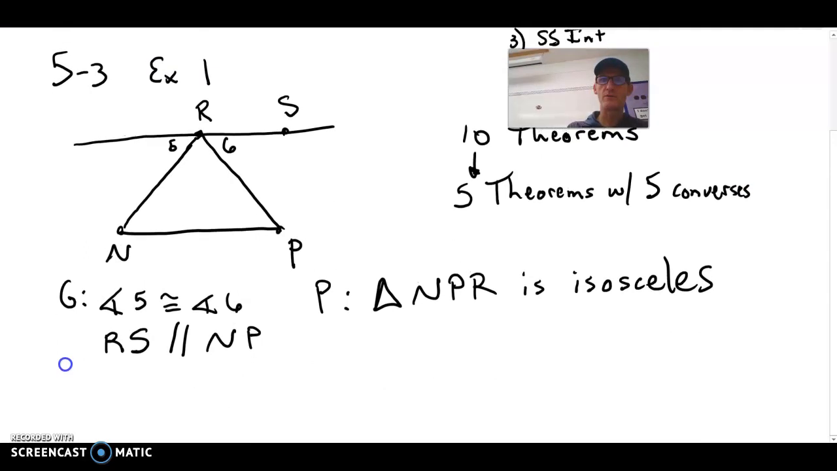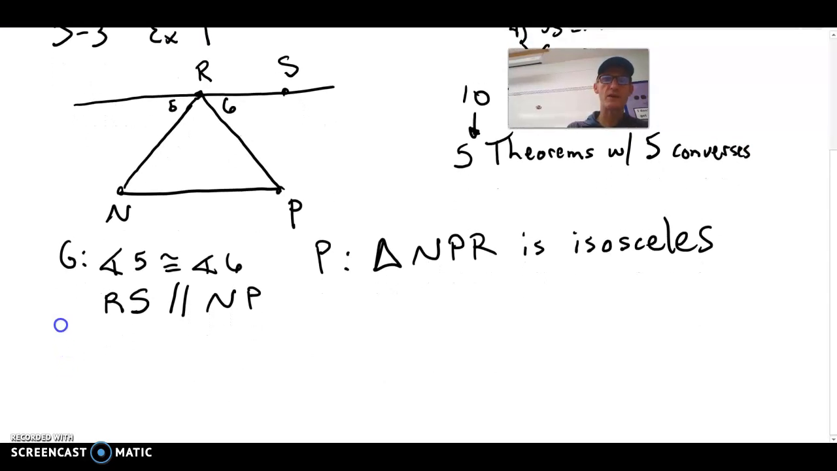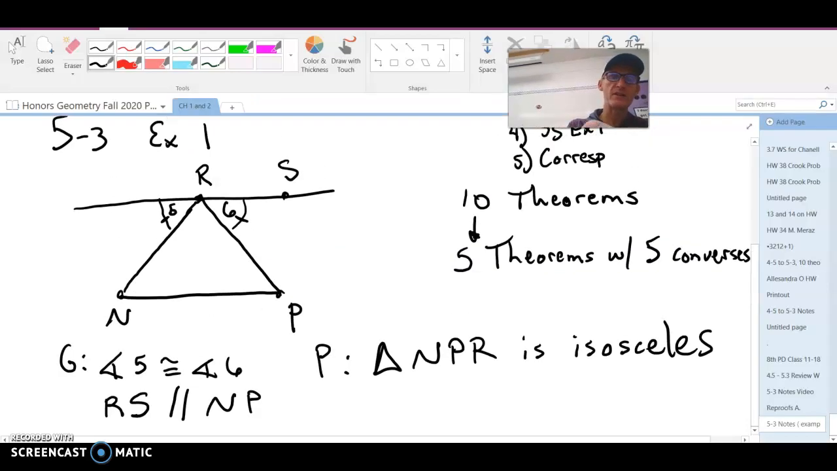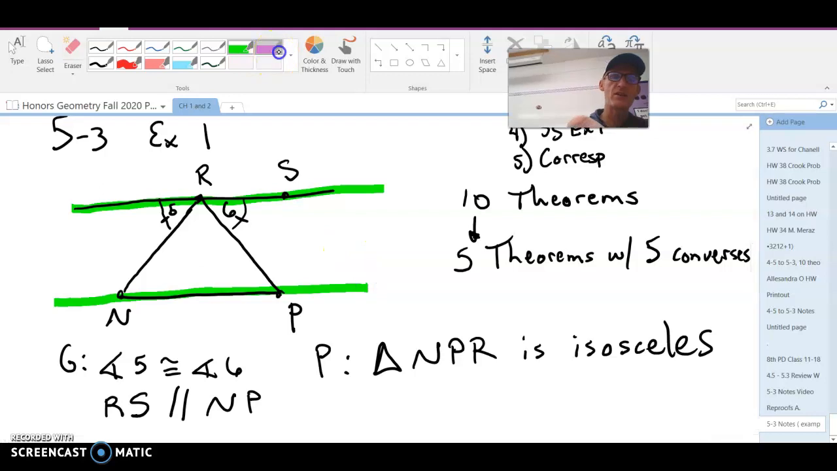Okay, so in order to do that, we need to do a 2-column proof. But let's talk about it before. Angle 5 is congruent to angle 6. And if you don't recognize it yet, RS is parallel to NP. You should extend NP a little bit to see it. And then you should also see your 2 transversals. Here's one transversal, and here's another transversal.